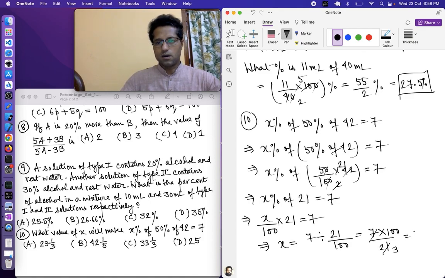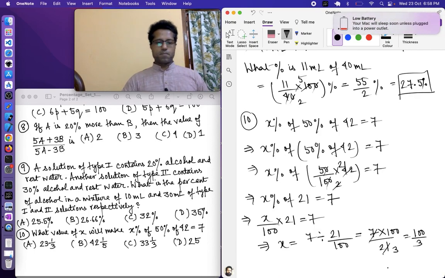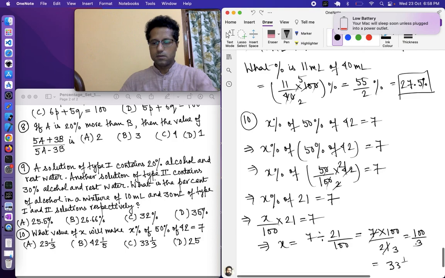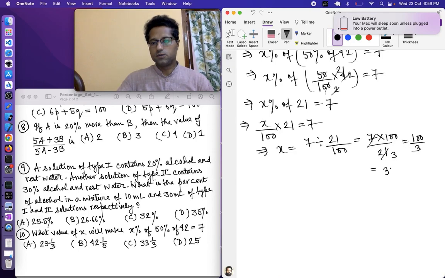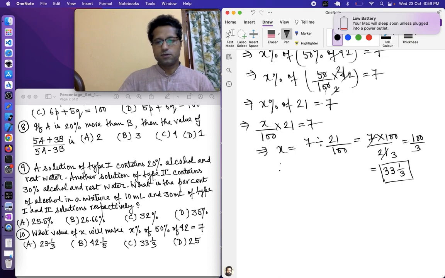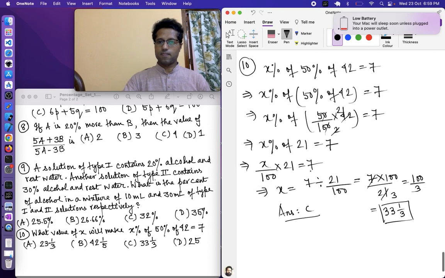This is 100 by 3. Now all the choices are given as mixed fractions. So 100 by 3 expressed as a mixed fraction becomes 33 and 1 by 3. So the correct choice is C.